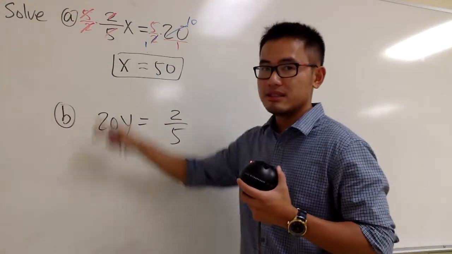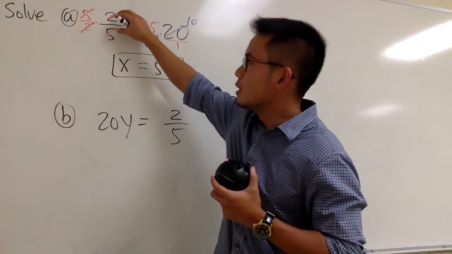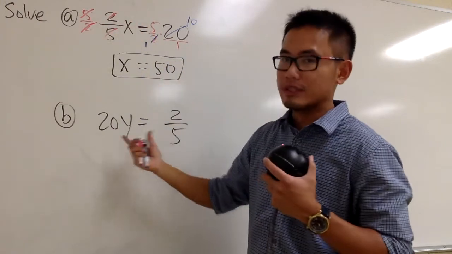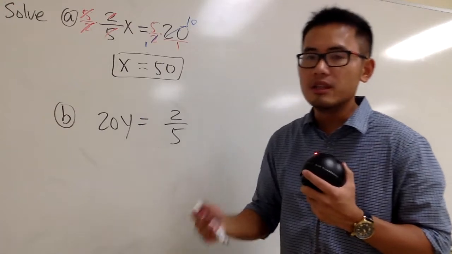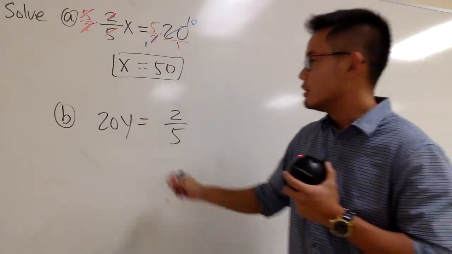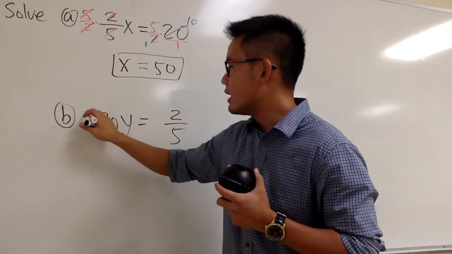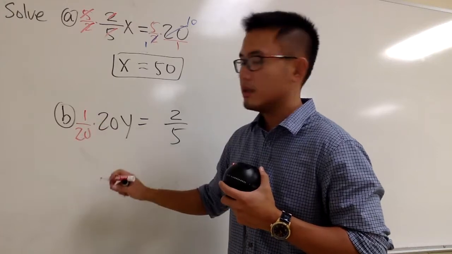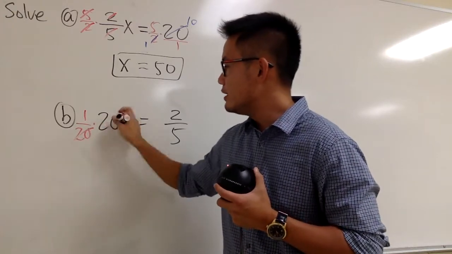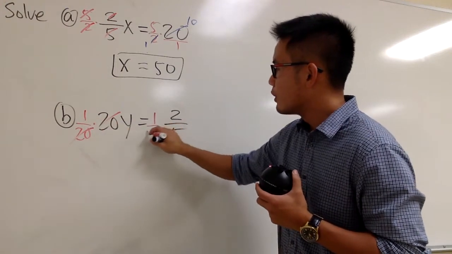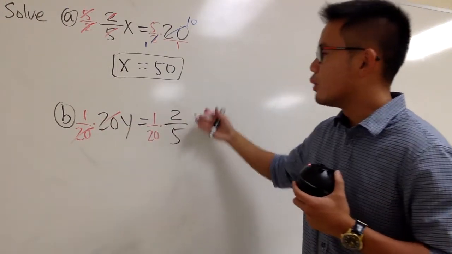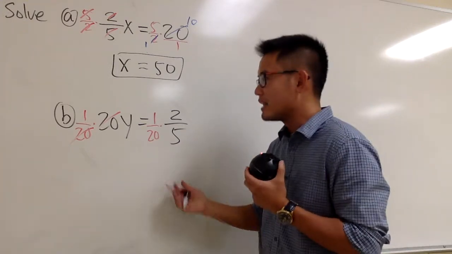So what we can do is the following. You do the same thing as earlier. Earlier we multiplied by the reciprocal. We can do the same right here. This is 20. The reciprocal of 20 is 1 over 20. So let's multiply this by 1 over 20. I can still cancel 20 and 20. And now I will just put down 1 over 20 and multiply with 2 over 5. I can still get the work done.